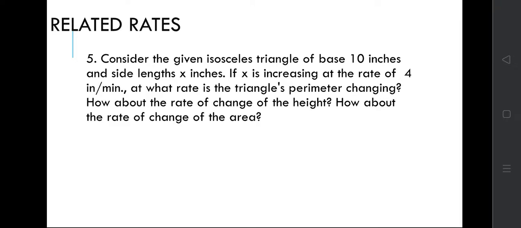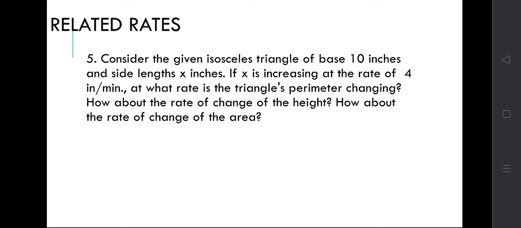Number 5, consider the given isosceles triangle of base 10 inches and side lengths x inches. If x is increasing at the rate of 4 inches per minute, at what rate is the triangle's perimeter changing? How about the rate of change of the height? And how about the rate of change of the area?